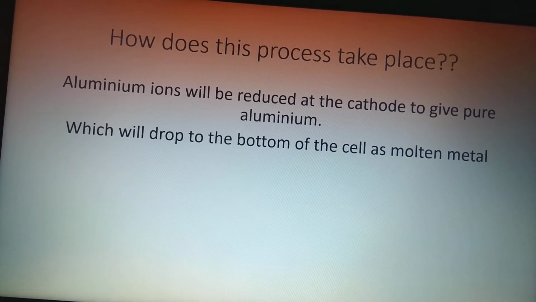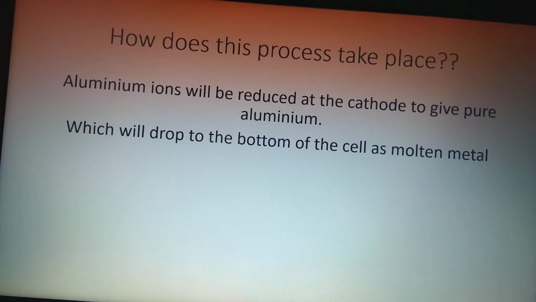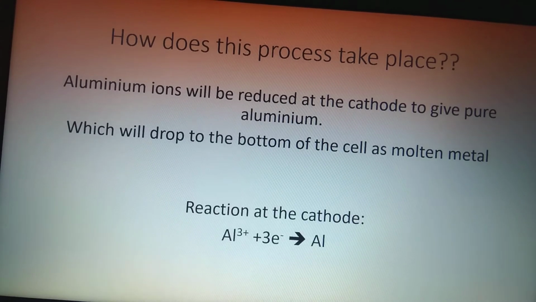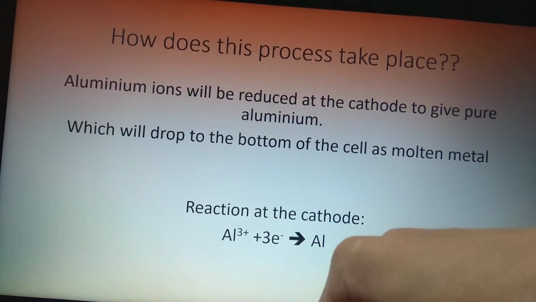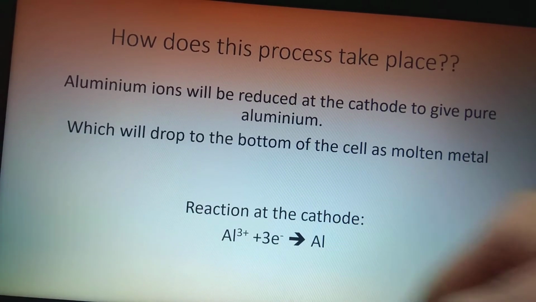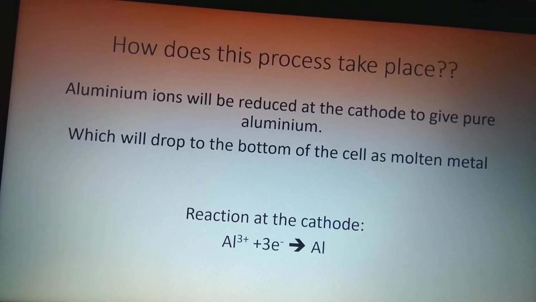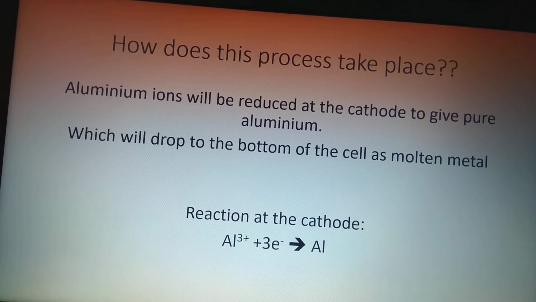So now let's go to the process. How does the process take place? Aluminum ions will be reduced at the cathode to give pure aluminum. So Al3+ ions will be attracted to the cathode, the negative electrode, and will accept 3 electrons and give pure aluminum. Al3+ plus 3 electrons gives us aluminum. This aluminum will be collected as we saw before in the picture. It will be deposited at the bottom of the container and we can collect it.